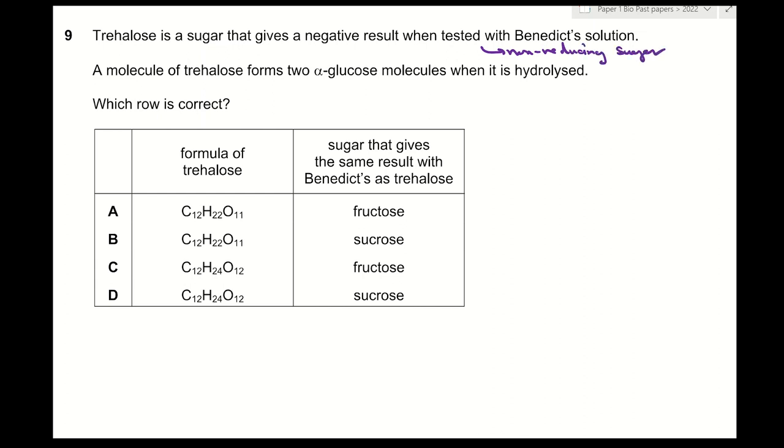A molecule of trehalose forms 2 alpha-glucose molecules when it is hydrolyzed. Which row is correct? Now, formula of trehalose. First of all, here we have a hint that a molecule of trehalose forms 2 alpha-glucose when it's hydrolyzed. This means that it is a disaccharide.